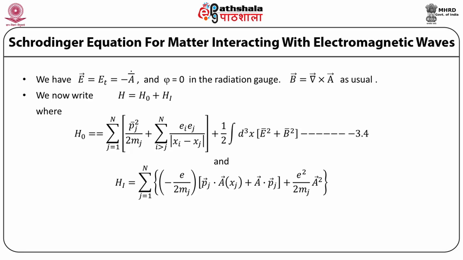is equal to the sum over j equals 1 to n of pj vector squared by twice mj, plus the sum over i greater than j up to n of ei ej over |x minus xj|, plus half integral d cubed x of (E vector squared plus B vector squared). And the interaction part Hi is equal to the summation over j equal to 1 to n of minus e divided by 2mj, the whole thing multiplied by (pj vector dot A vector plus A vector dot pj vector) plus e squared by 2mj into A vector squared.